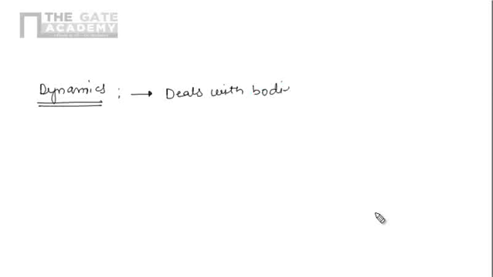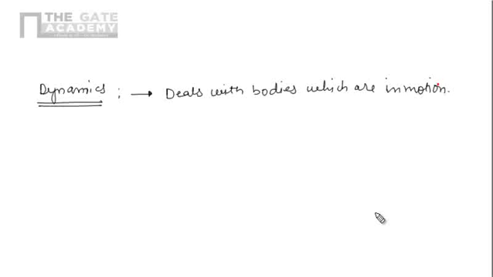Now we will start the second part of engineering mechanics that is very important, that is dynamics. So as we already discussed, dynamics, that is a branch of mechanics, deals with the bodies which are in motion. So basically in dynamics we will deal with the problems where the bodies will be in motion.